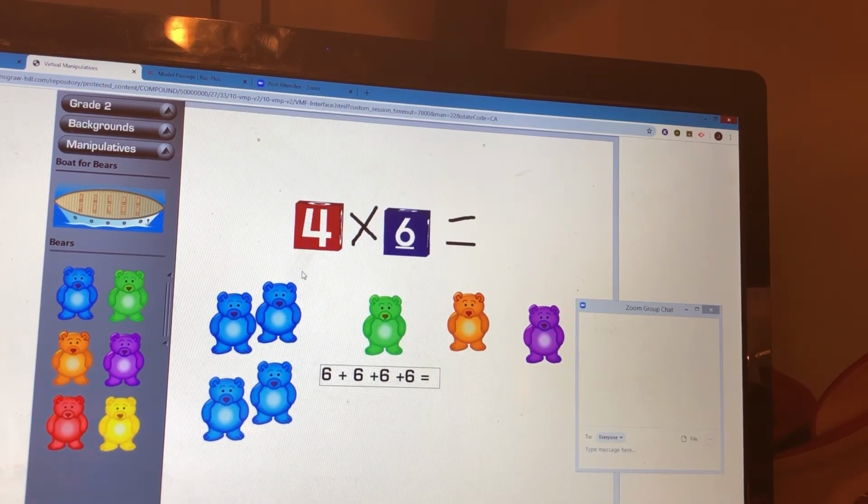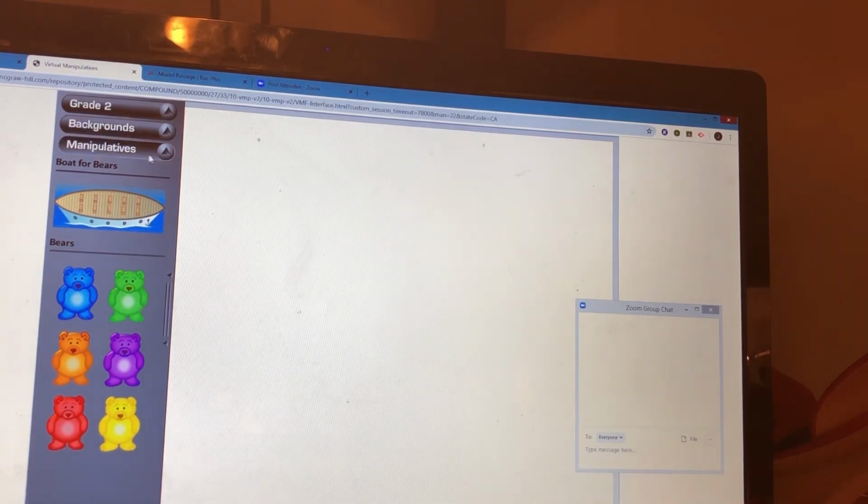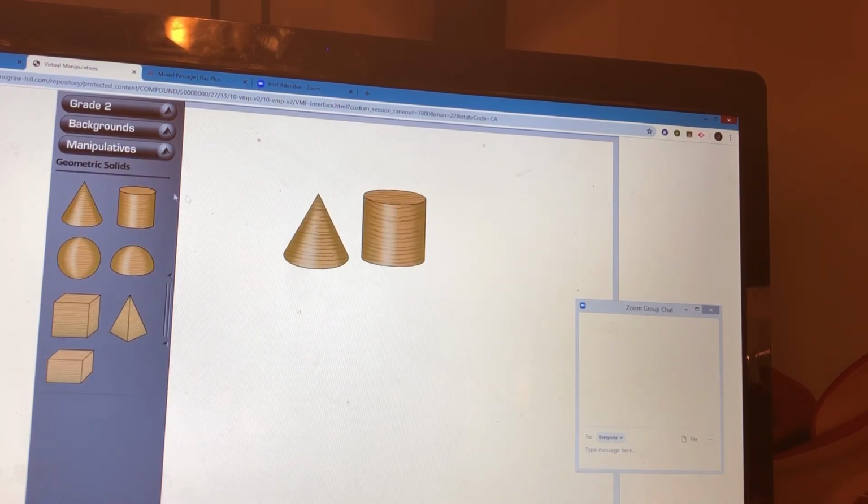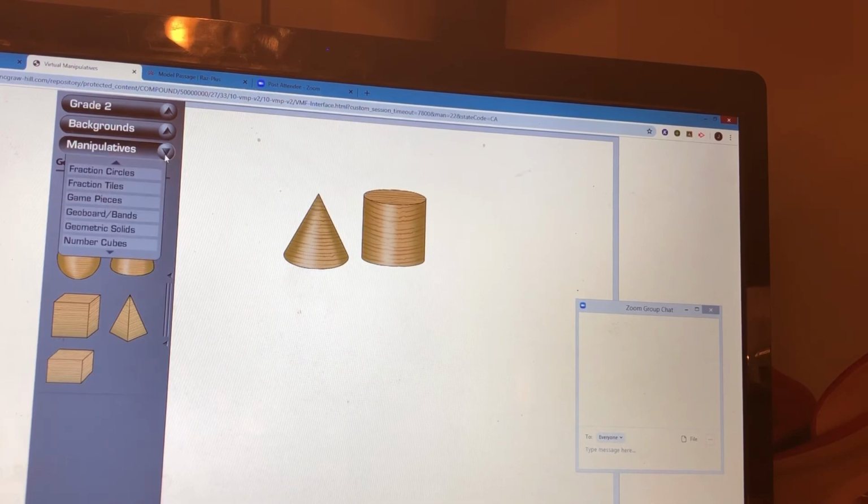This can be done with anything that you're doing. On almost any platform, you can find different manipulatives. If you're doing fractions or geometry, you can use the tools on there. I found that the students really enjoy that. It's something that we haven't done in class very often. We do a lot more hands-on things, so it keeps their attention.